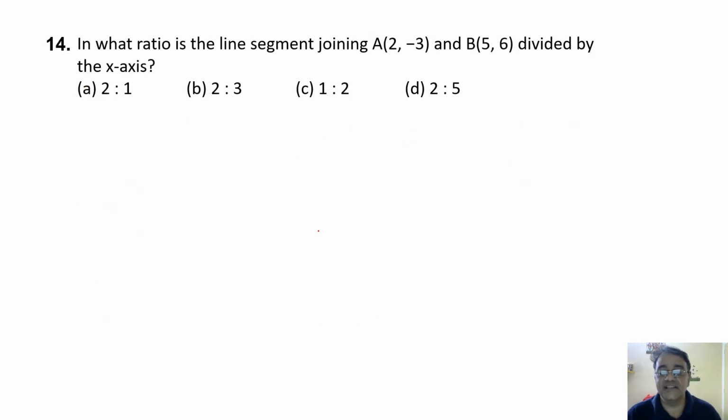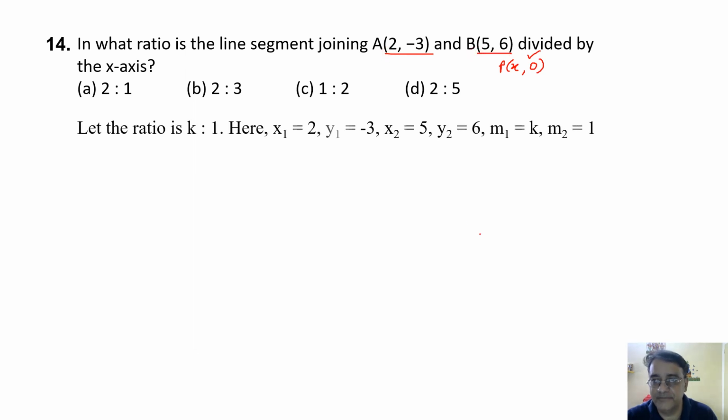In what ratio is the line segment joining A(2, minus 3) and B(5, 6) divided by the x-axis? So what is the form of the point on the x-axis? x, 0. Very good. So the point P is now (x, 0), right? So which value is given to us? Which value is known to us? y, right? So we'll take the y coordinate first. Let the ratio be k to 1, and this is (x1, y1) and this is (x2, y2), and m1 is k and m2 is 1, and we know that the point on the x-axis is in the form of (x, 0).